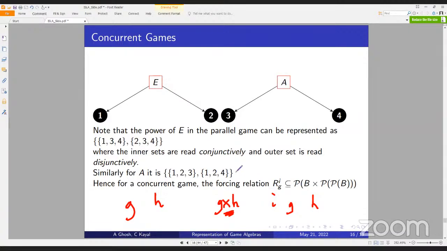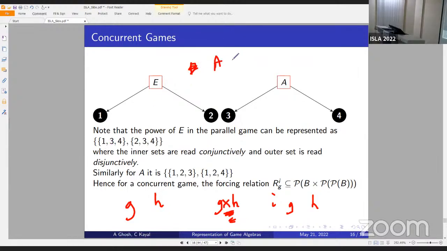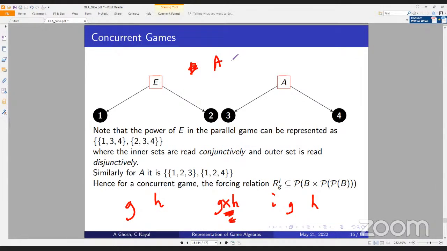Also, the meaning of these forcing relations, the outcome sets, changes a bit because of this parallelism and concurrency introduced. Your time is up. Yes, I'm wrapping up. I just have to start.